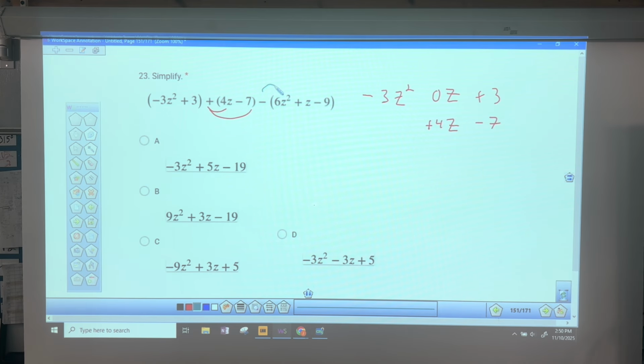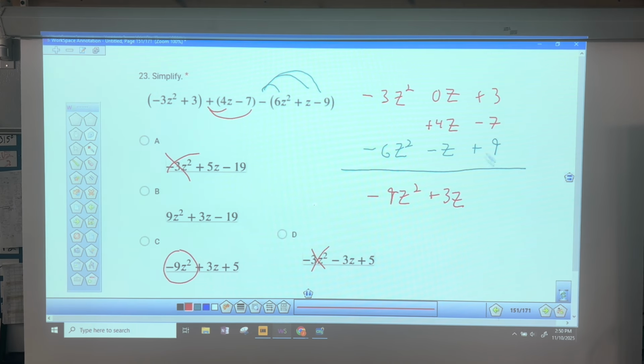Now I have to distribute that negative. So that would be minus 6z squared minus z. A negative times a negative is plus 9. Now I'm going to combine these terms. So negative 3 minus 6 is negative 9z squared. Done. 4 minus z. 4 minus 1 is plus 3z. Then 9 plus 3 is 12. 12 minus 7 is 5. Choice C.